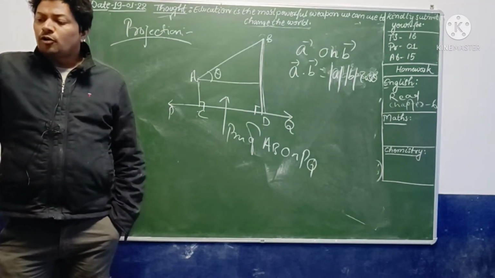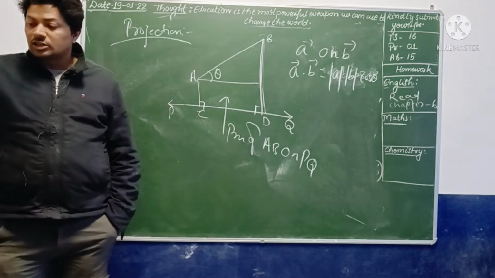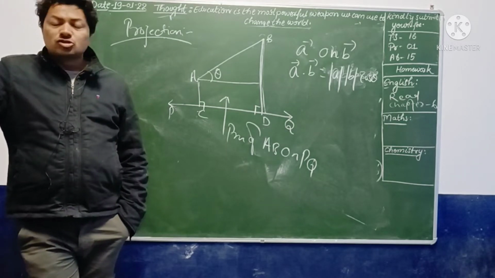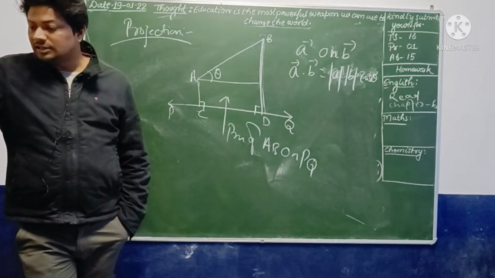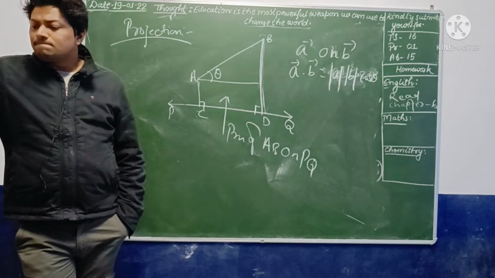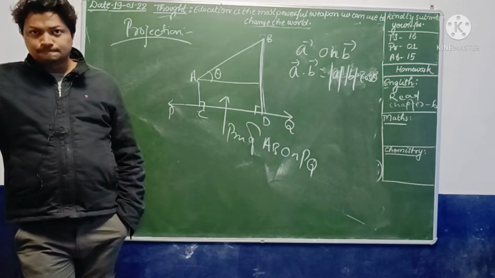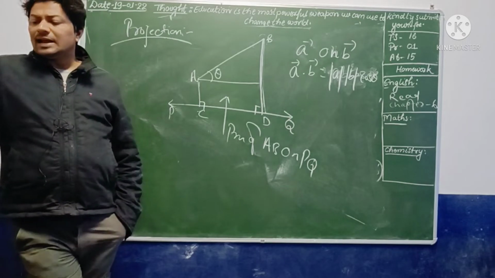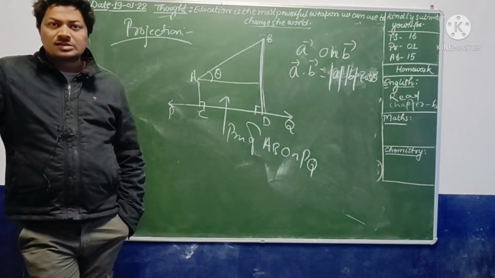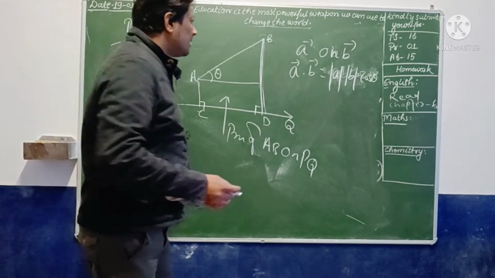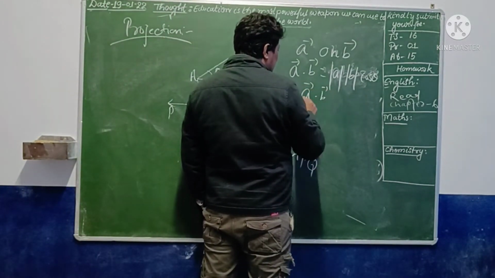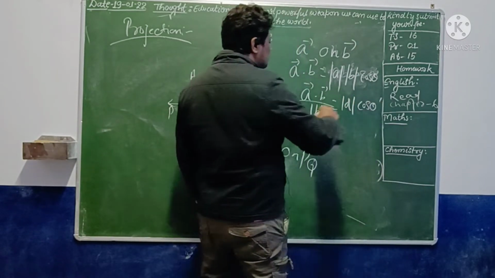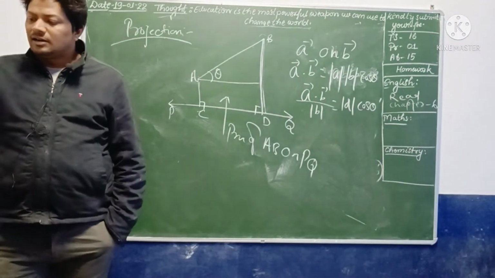So from here if you go for the projection, let two vectors A and B and theta be the angle between them. So A dot B equal to mod A mod B cos theta. So if you go for a vector A, you can simply write that A dot B upon B is equal to mod A cos theta. This one is the remaining thing only.